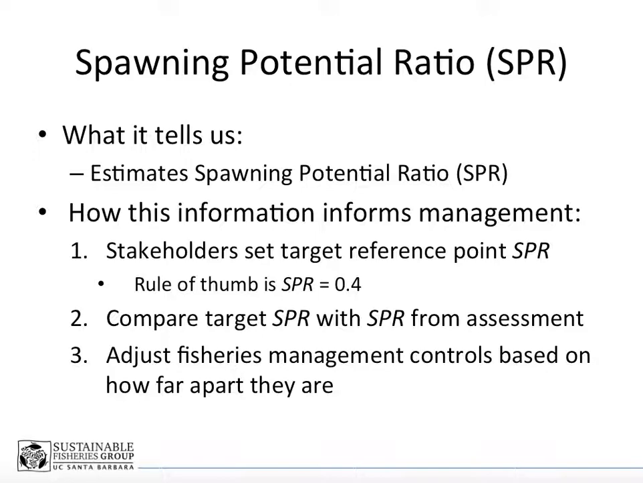If our SPR is greater than 0.4, this is a good thing. This means we have a pretty high spawning potential ratio, and things are really good. If we're below 0.4, we might want to make the fishery a little bit more restrictive so that we can bring it back up to 0.4.